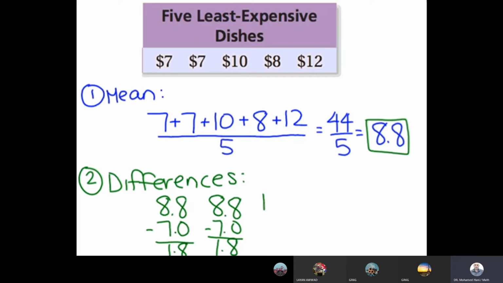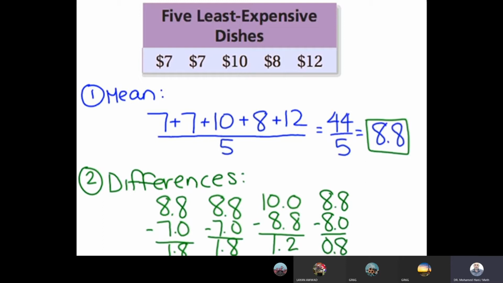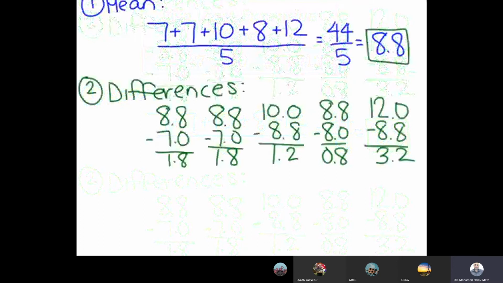Then our third number, we're going to put 10 on top since it's larger and subtract 8.8 from that to get 1 2/10. Then we're going to subtract 8.8 minus 8 to get 8/10. And then finally 12 minus 8.8 to get 3 and 2/10. So the important part is just making sure decimals are lined up. And then we're going to find the mean of those numbers.